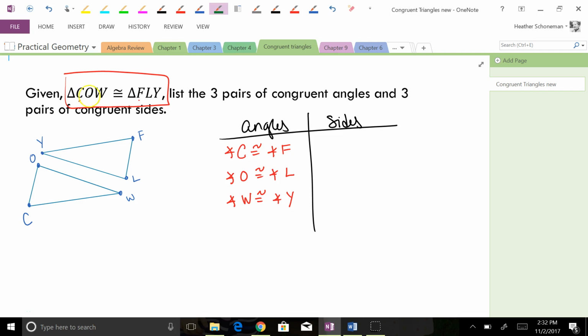Alright, now let's try the sides. CO is the first 2, so CO has to match with FL. So segment CO, put the bar over it, is congruent to FL. OW is listed last, so OW has to match with LY. So you have OW is congruent to LY. This is the same thing we did in the last problem, but instead of marking on the picture, now we're writing it out with the letters. Okay, last but not least, CW is the first and the last, so it's got to match FY.